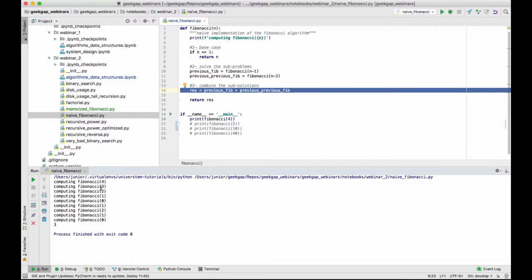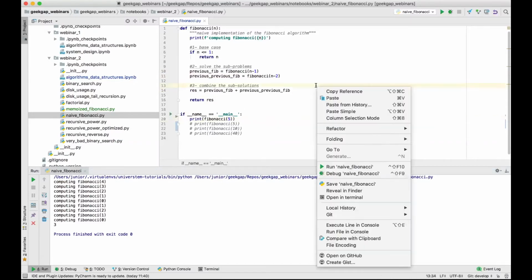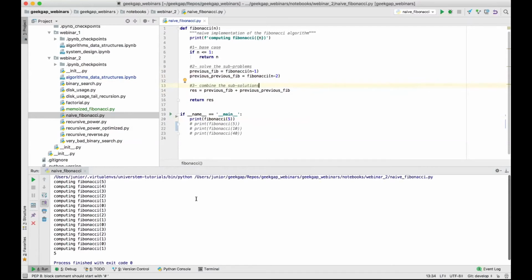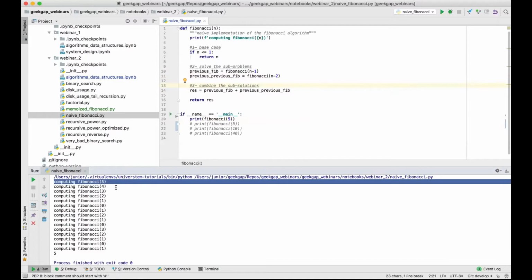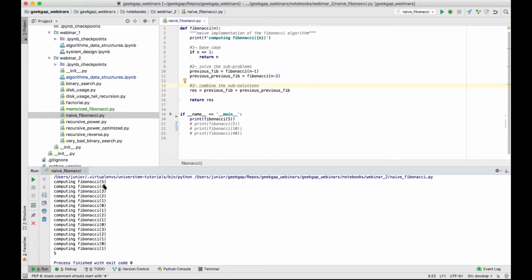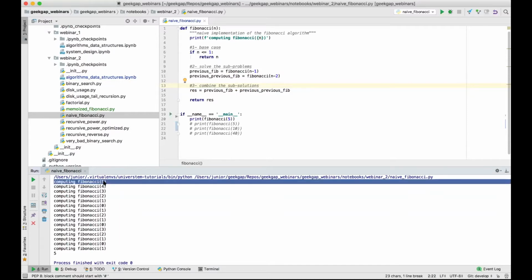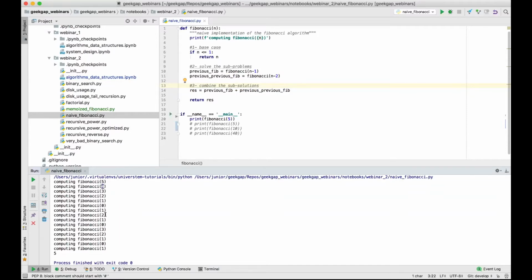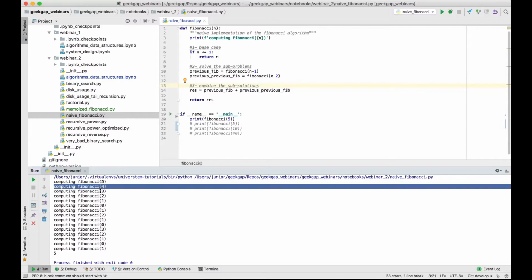I think it will be more telling looking at Fibonacci of 5. Let me run Fibonacci of 5. You see what's happening here. When we enter that function, we first want Fibonacci of 5. In order to get Fibonacci of 5, you need Fibonacci of 4 and Fibonacci of 3, right? So we need both this guy and this guy here. And when we are computing Fibonacci of 4, we need Fibonacci of 3.